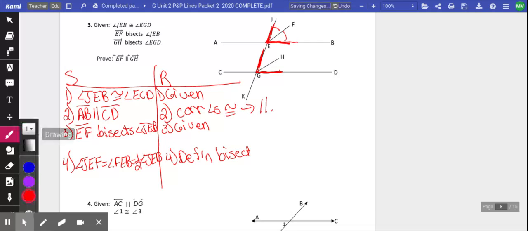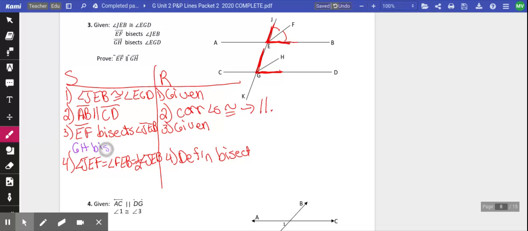And then the fact that I know, and I'm going to put this back in my other given, that GH bisects EGD, pause and add that to number 4. So that means that EGH is equal to HGD is equal to half of EGD. So that means this purple one equals this purple one.